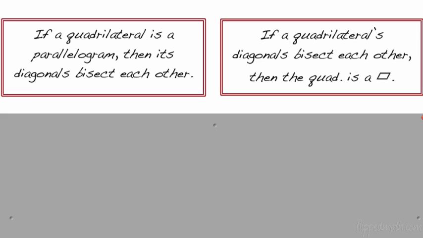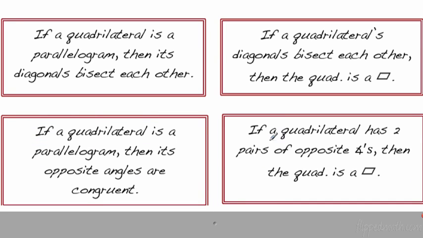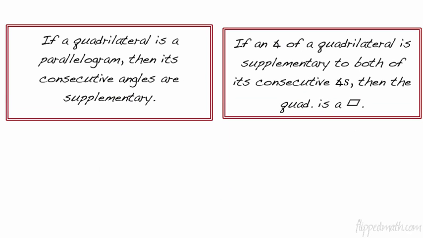Next theorem, if a quadrilateral is a parallelogram, then the diagonals bisect each other. Well, the converse of that, if a quadrilateral's diagonals bisect each other, then it's a parallelogram. That's easy enough. I think I have a typo on this one. If a quadrilateral is a parallelogram, then its opposite angles are congruent. All right, if a quadrilateral has two pairs of opposite angles, there's my forgetfulness. We'll put congruent in there. Make sure you write congruent. Then the quadrilateral is a parallelogram. You need both pairs of opposite angles congruent for the quadrilateral to be a parallelogram.